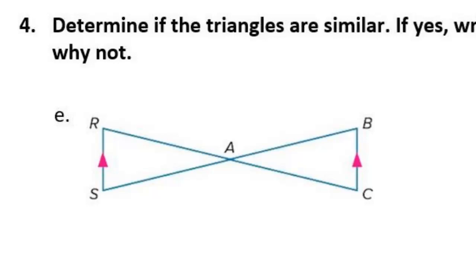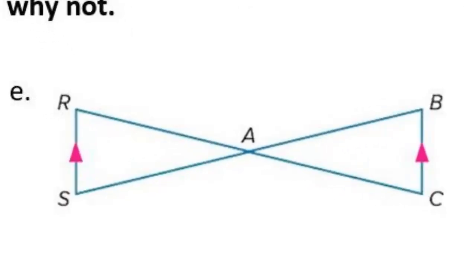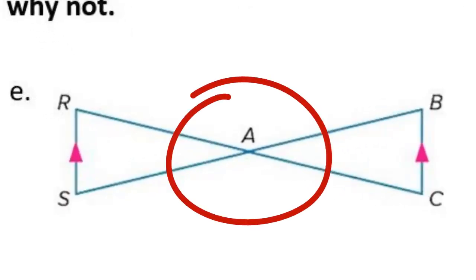So on E, there's no markings on any of the sides. I don't have any numbers. I don't have any congruence marks. So I'm going to have to try for which one? Side, side, side, side, angle, side, or angle, angle. I'm going to have to try for angle, angle. If I have no information, no congruence marks, no numbers on those sides, I'm going to have to look for angle, angle here. Looking right here in the center of the bow tie, what can I mark?